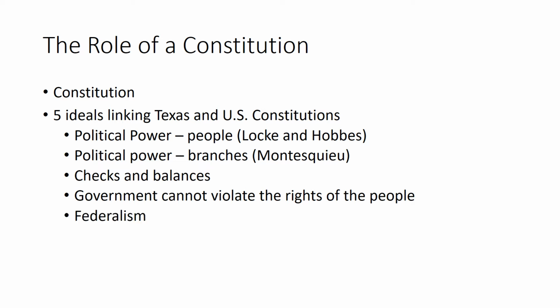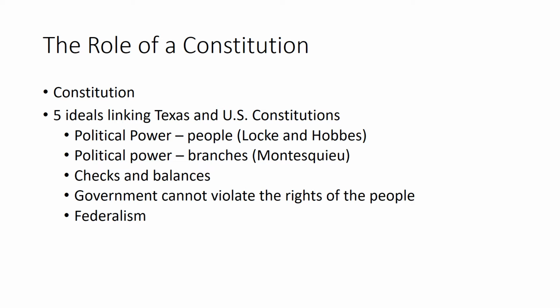The final ideal is the ideal of federalism. This idea is found in the U.S. Constitution. Federalism is a system of government in which power is divided by a constitution between a central government and regional, or in this case, state governments. These 2 different governments share and exercise authority over the same body of citizens. In other words, federalism is simply the system by which the federal government and the state governments work together.